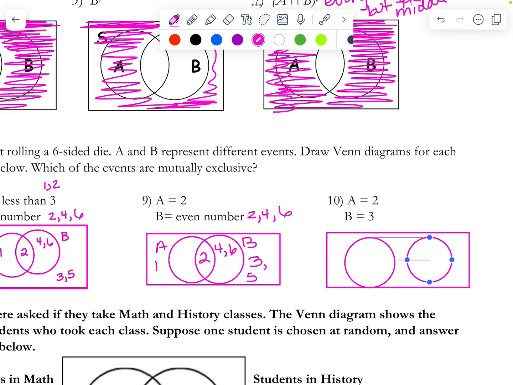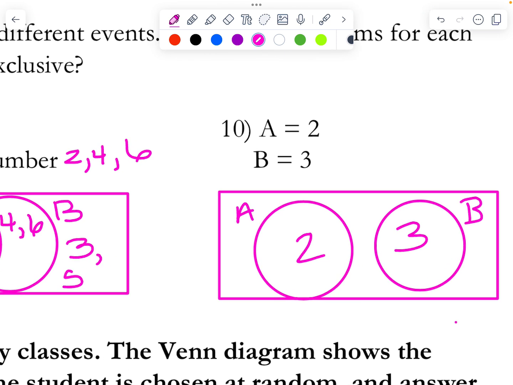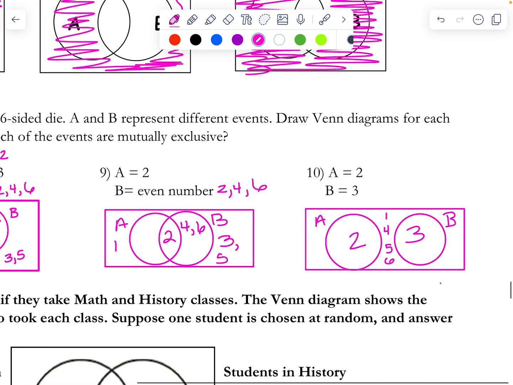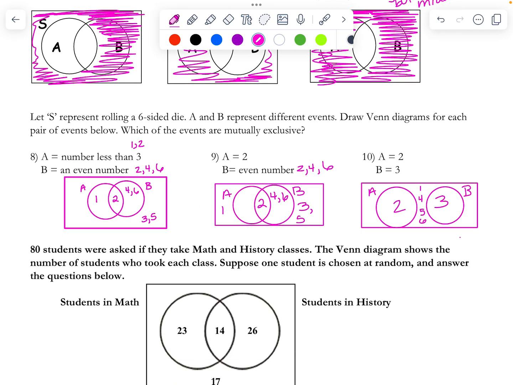And actually, that should go in my, there we go. This is A, this is B, so I have 2, I have 3, and then let's just say I have 1, 4, 5, and 6. Okay, so that's very basic.